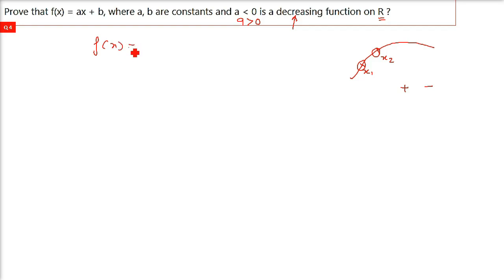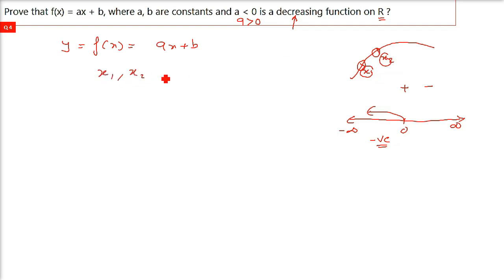Please remember fx is equal to ax plus b. That means if I change the value of x, you'll get a value of y. So fx1 is ax1 plus b, fx2 is ax2 plus b. And also given a and b are constants. They will never change. And a is less than 0, that is, it is negative. If I show it on the number line, a less than 0 means you are talking about the left hand side, all the numbers which are negative. What will be the change? How is it going to be decreasing? So we are taking two numbers x1 and x2. They belong to the real numbers and this x1 is less than x2.